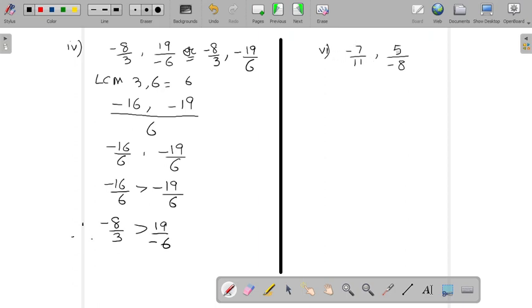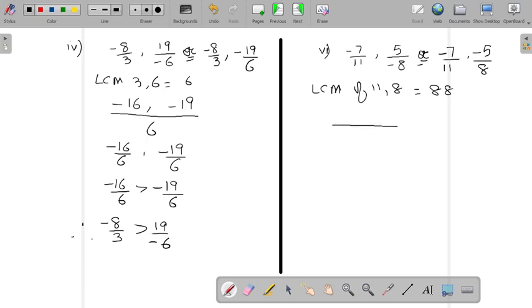In the sixth part, again observe the denominator. The denominator of one of the rational numbers is negative. So make the denominator positive. This minus you will shift to the upper side. So it would become minus 5 by 8. Now you would take the LCM of 11 and 8. So it would be 88.